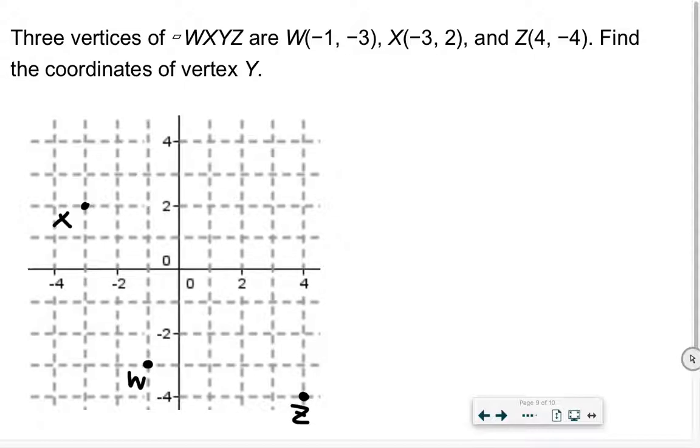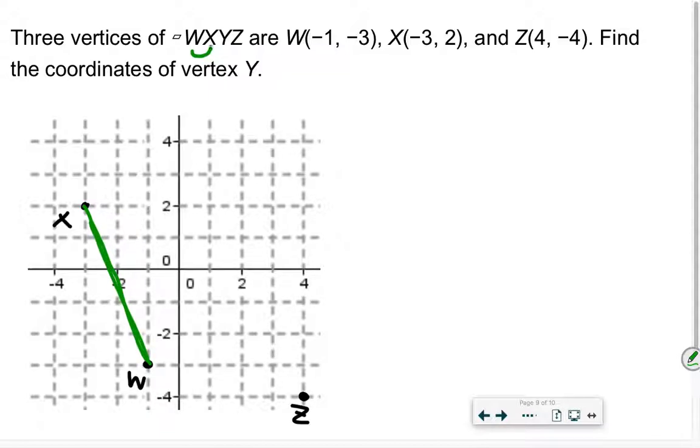Now, if you look at the order of the letters, W, X, Y, Z, that means that's how they're going to connect. W is going to connect to X, X is going to connect to Y, Y is going to connect to Z, Z is going to connect back to W. So what I can connect is I definitely know W is going to connect to X, so I can go ahead and connect that. Maybe a straight line would be good, though.